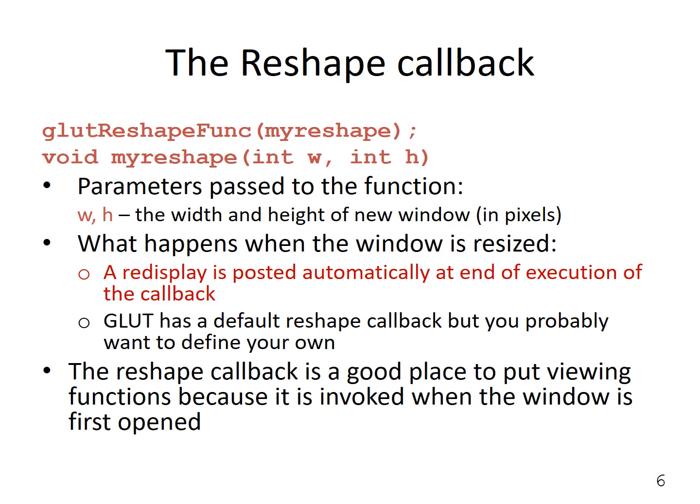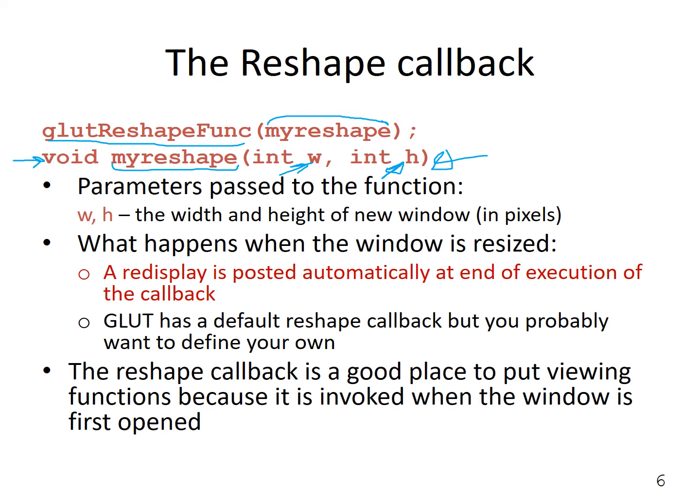Let us look at how to specify a reshape callback function. We use the glutReshapeFunc command to specify a name for the reshape callback function. Following this, we must also write my reshape function that will be executed every time the window is reshaped. The parameters passed to this reshape function are the width of the window and the height of the window. So these are the width and the height of the new window, and it is up to us what we use these parameters for.